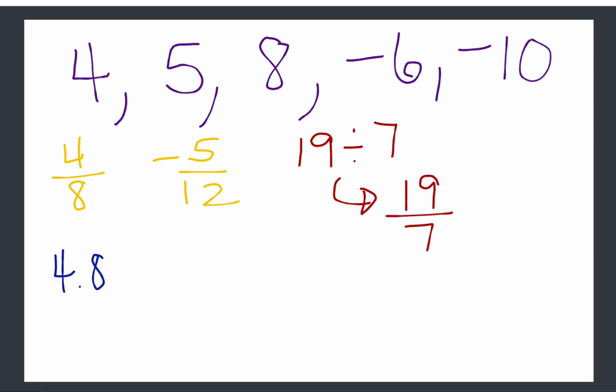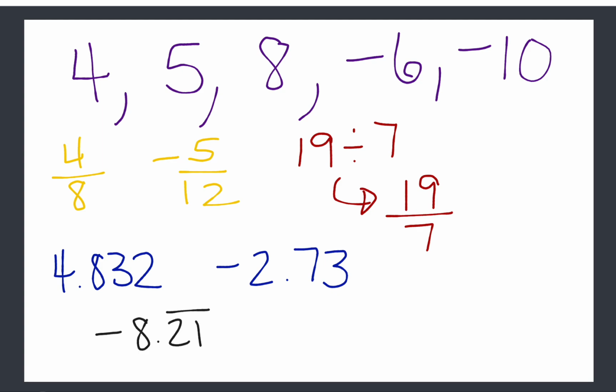So 4.832. Okay, it ends, it stops, so it's a rational number. I could have negative 2.73. Terminating decimal, it's a rational number. Okay, repeating decimals are also rational. So negative 8.21 repeating, that would be a rational number because it repeats. Negative 2.7 repeating, that would be a rational number because it repeats. Okay, so far those are some rational numbers.